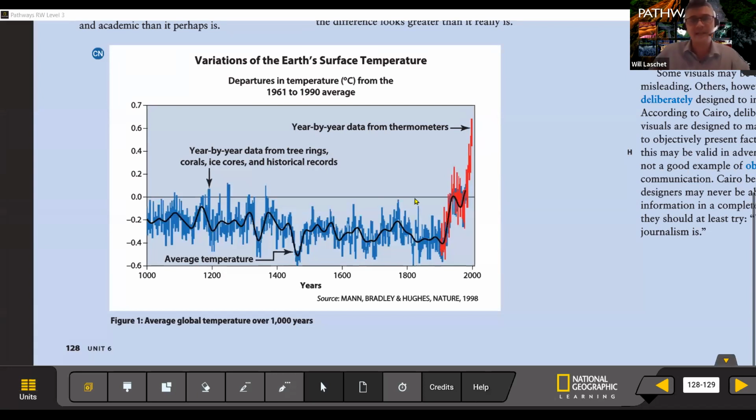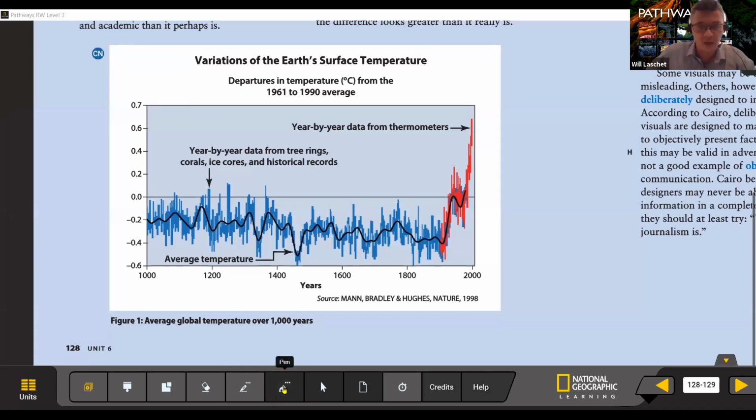Okay, this line 0, this does not mean 0 degrees. This means the average temperature from 1961 to 1990, this was the world's average temperature. So when we're looking at minus 0.2 here, we can see that the world's average temperature was 0.2 degrees lower in the year 1000 than it was in around 1960 to 1990. So this does not mean 0 degrees, it means colder than the average temperature.